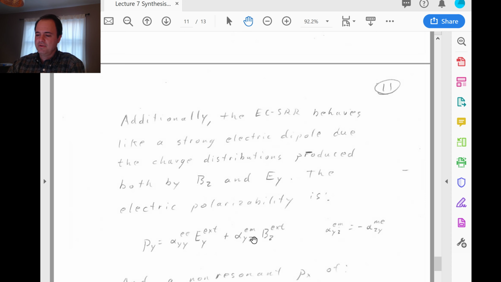And so we have the two tensor components, the polarizabilities alpha YY EE and alpha YZ EM, that contribute to this. The M and the E state that this alpha is due to an applied magnetic field, but it is producing an electric field. That's what that means. And of course, the subscript means that it's connecting the Z component of the magnetic field with the Y component of the electric field.